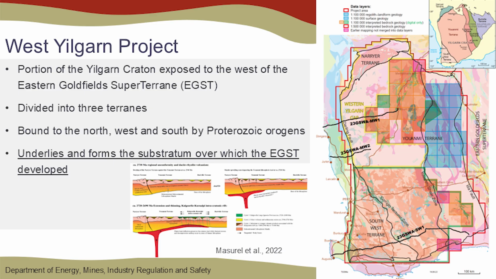So why looking at the West Yilgarn is relevant also to you guys is that we start to have more and more compelling evidence that the UNME terrain underlies the Eastern Goldfield superterrane, as is shown here on this diagram by Mazurel et al. 2022, and as Jyotindra as well was showing earlier today. And it forms the substratum over which the Eastern Goldfields developed. So understanding the UNME terrain might help also understanding the evolution of the Eastern Goldfields superterrane.